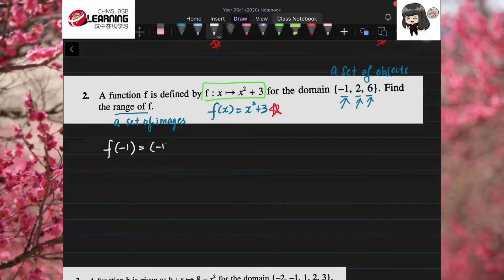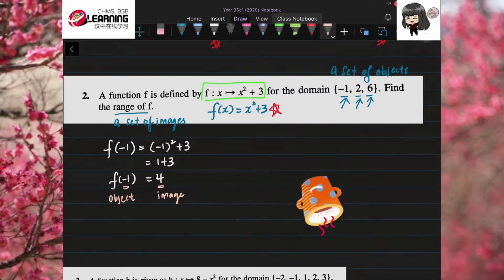Let's see what the output is. You sub in -1 into your x. So it's (-1) squared plus 3, don't forget your bracket. It gives you positive 1 plus 3, which is 4. So f of -1 is 4. It means that -1 is your input and 4 is your output, or I can say this is your object and this is your image.